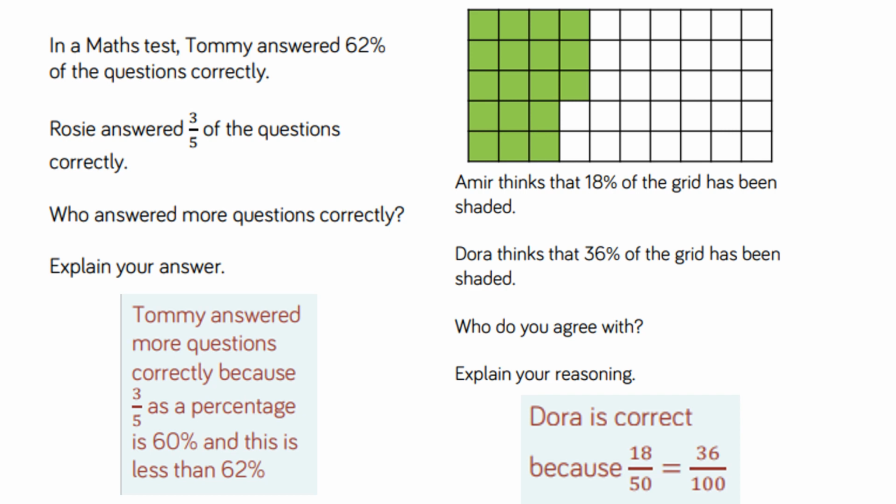So what do we need to do? Well, 18 out of 50, what do we do to 50 to make it so that it's out of 100? We times it by 2. So we need to do the same to that 18 to make it into 36. So 18 out of 50 is the same as 36 out of 100, which is 36%. So Dora is correct because 18 out of 50 is 36 out of 100, which is 36%. Okay?